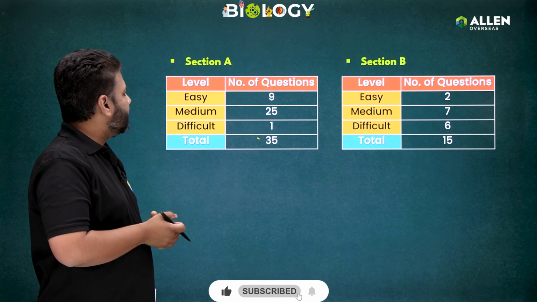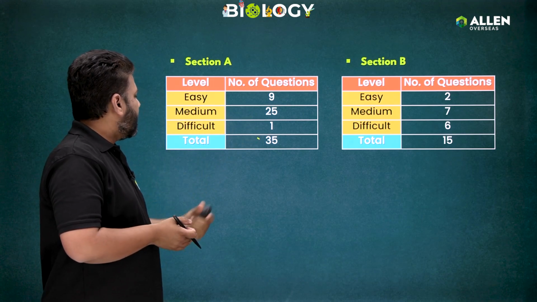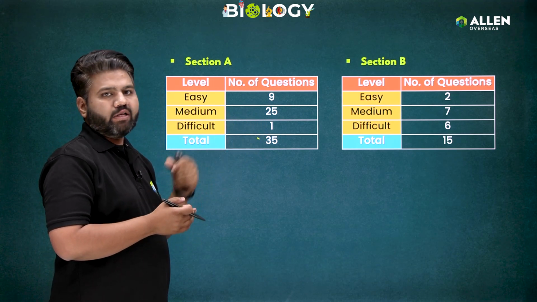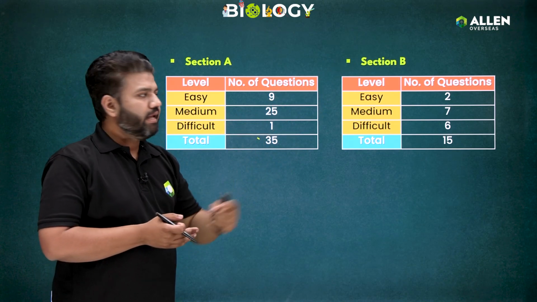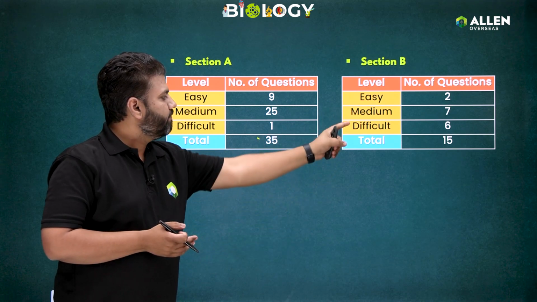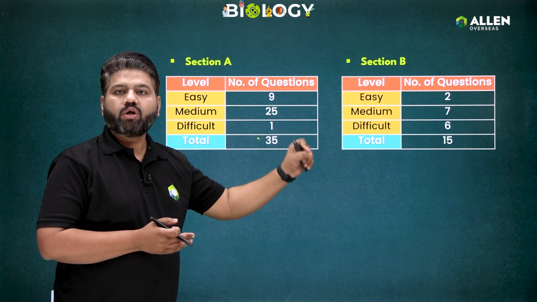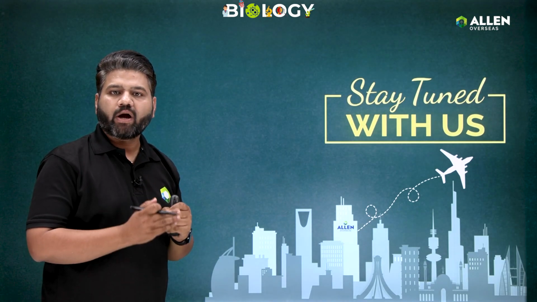Now we will see the level of questions in zoology in section A and section B. Talking about section A, easy questions were 9, medium questions were 25 and difficult question was 1. Total 35 questions. Now let's talk about section B. Easy questions were 2, medium questions were 7 and difficult questions were 6. Total 15 questions. This was the complete analysis of the biology paper.